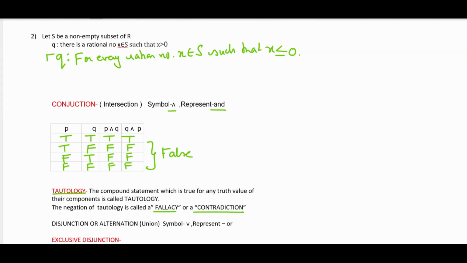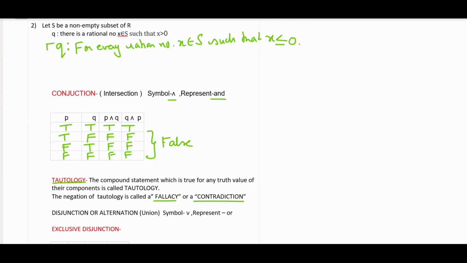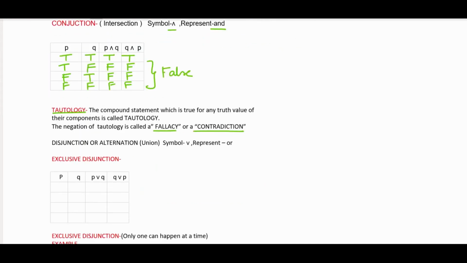Now next is written disjunction. Another name of disjunction is alternation. As I already told you, that is similar to the union of sets chapter. The symbol is V, and the word that represents disjunction is or. So next I have written exclusive disjunction because there are two types of disjunction, but in JEE and in all the entrances we only use the table of exclusive disjunction only. And that is this symbol V.